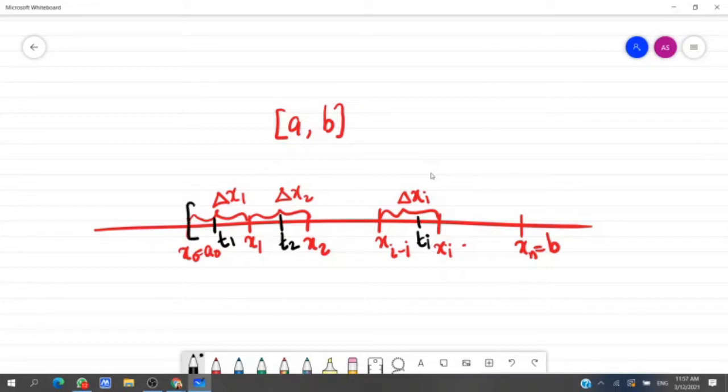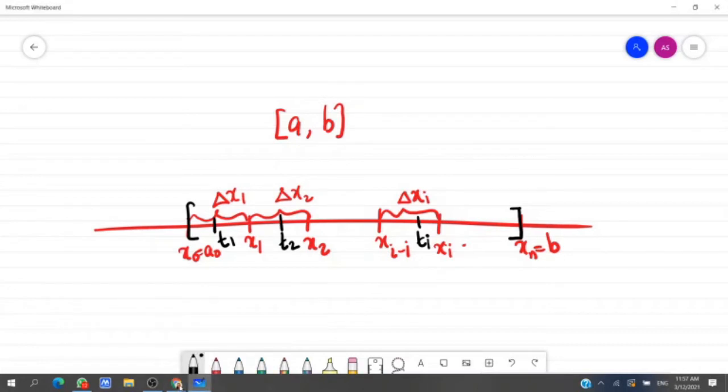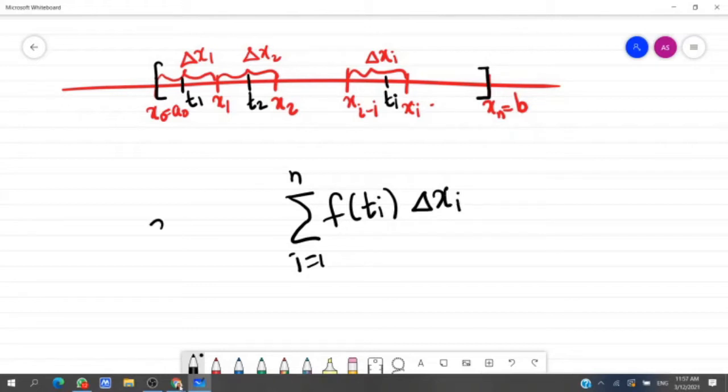Corresponding to any tagged partition of the closed interval [a, b], we can define the Riemann sum of the function f, which is defined as the sum from i equal to 1 to n of f of ti into delta xi, and this is denoted as S(f, P), the Riemann sum of f corresponding to the partition P.